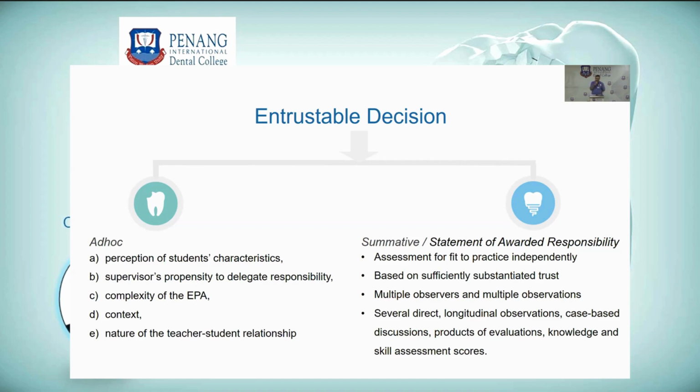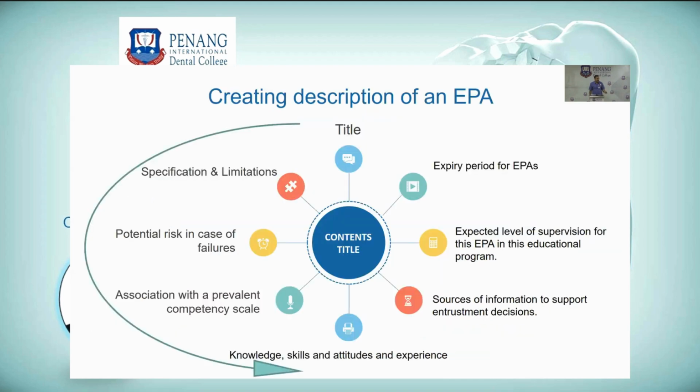So in order for the student to reach that level where he can be assessed, there must be multiple observers doing multiple observations, several case-based discussions, product evaluation, and knowledge and skill assessment, and the student has rigorous scores and activities. Then only can he go ahead and do this summative statement of award of responsibility. So basically, this is the last one. It's fit to practice. Now this EPA can be a simple EPA or a complex EPA depending on the year of study. So that is how you make a decision.